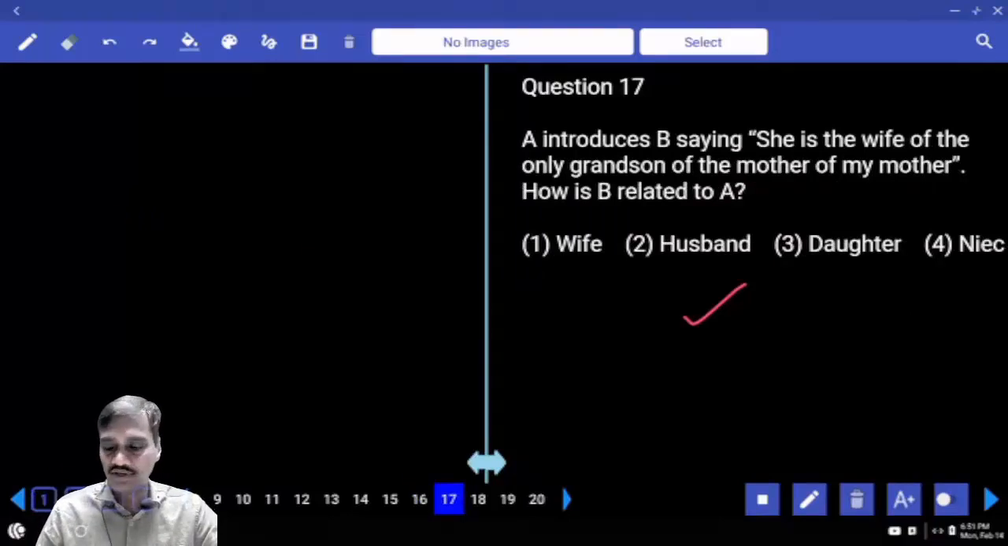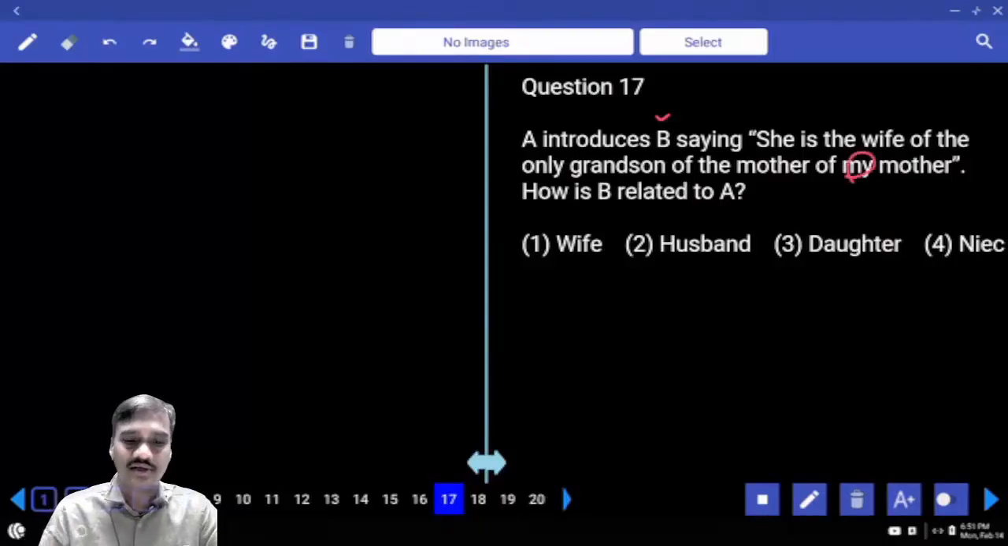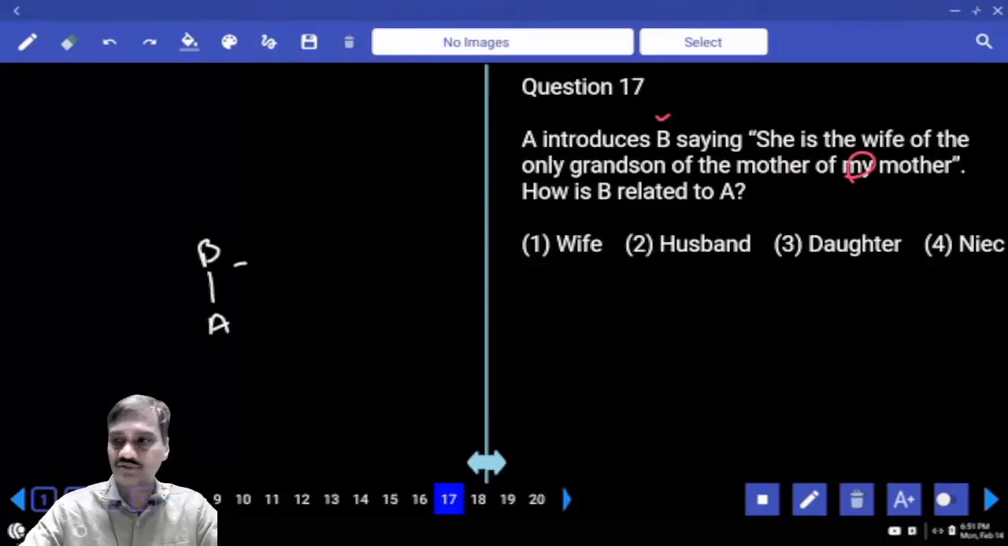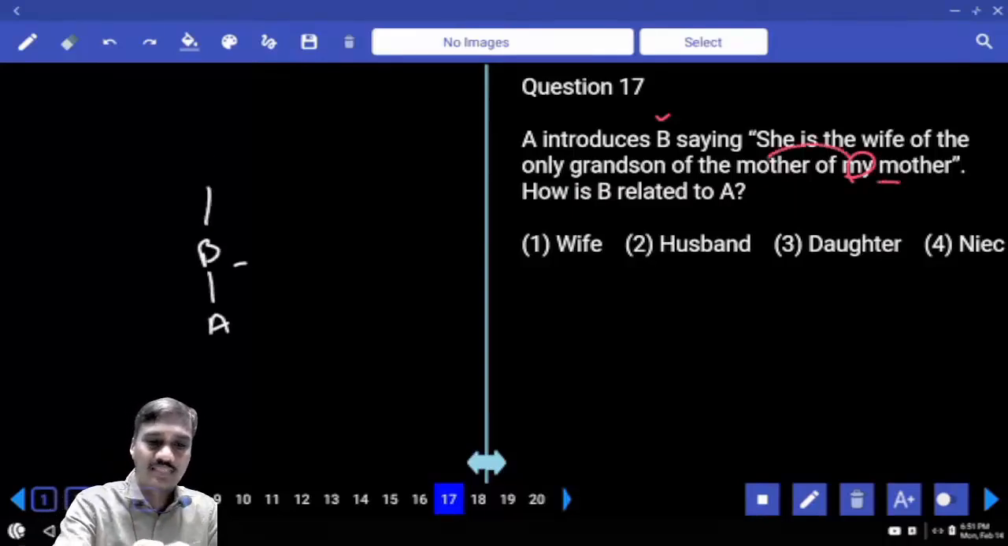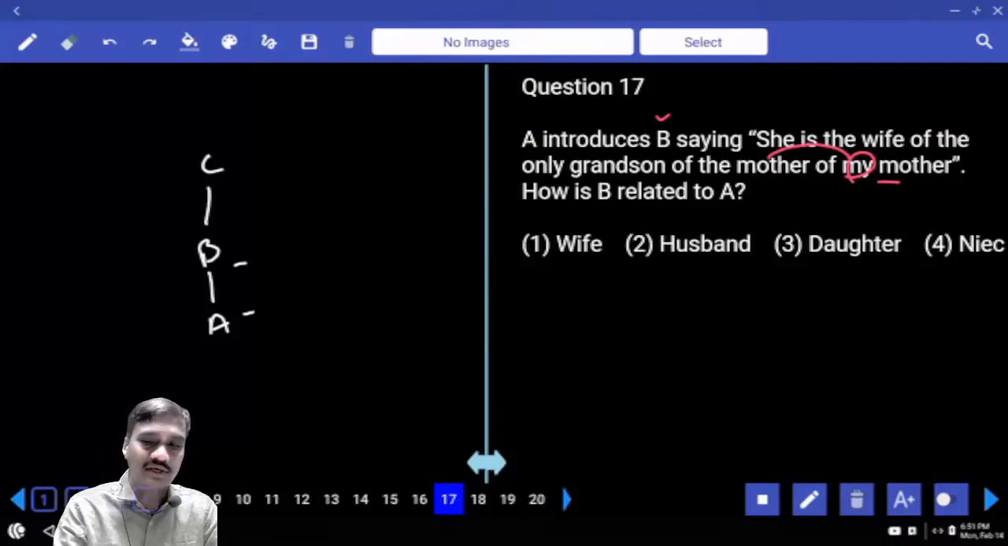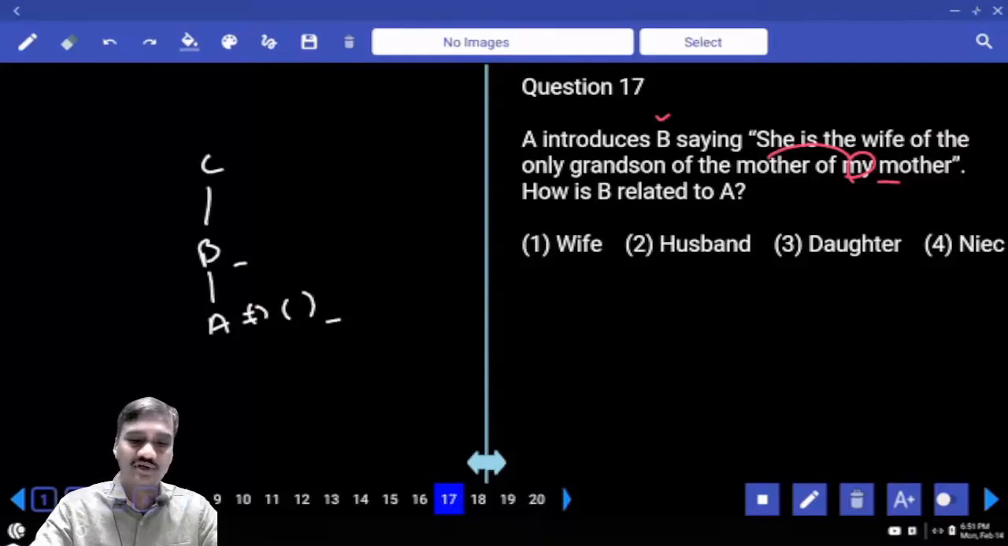Introducing A. A introduces B, saying that she is the wife of the only grandson of the mother of my mother. My mother, who is being talked about? A. My is nothing but A. My mother, that means A's mother is B. My mother's mother's only grandson. Only grandson's wife. My mother's only grandson, who can it be? A. Hence A's wife. And finally, what is the answer here? How is B related to A?